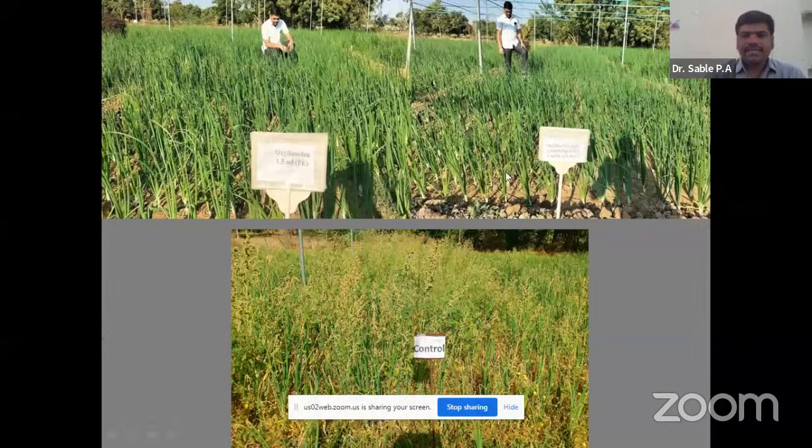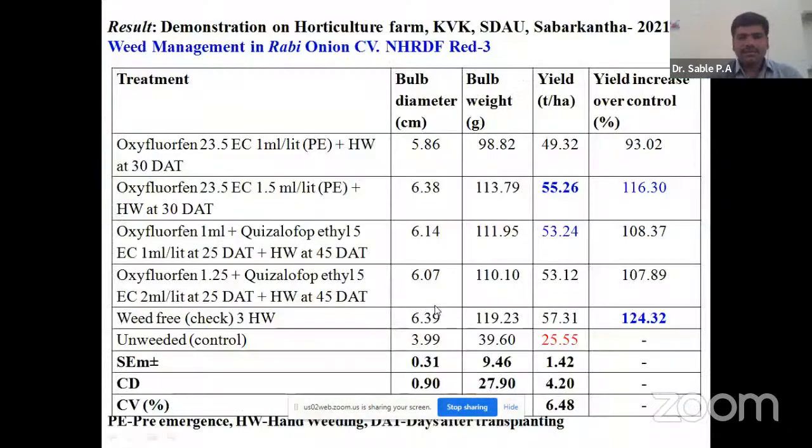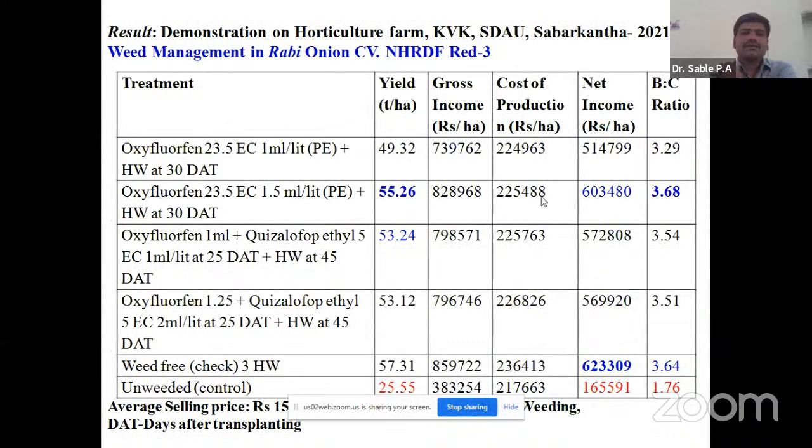Okay. So this is the 90 days after the treatments imposed in the onion, and here the control view also can be observed. Now, as per this statistical analysis, I can highlight that 25.55 ton per hectare yield was obtained in the unweeded control, but with proper management, integrated weed management practices as per our earlier discussion, the yield increases up to 55.26 ton per hectare. So here you can see the yield reduced due to the crop weed competition. Here also we can see the net profit is more in the properly weed controlled treatment in the onion.